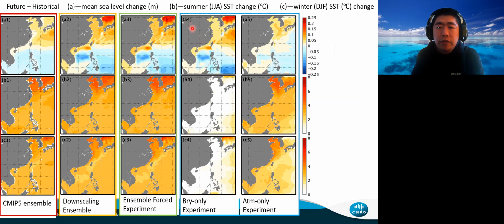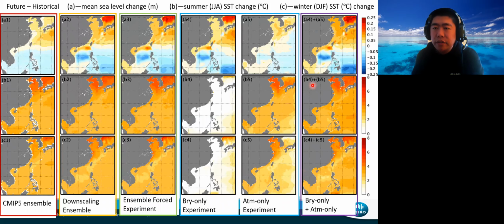And here is the result of these 2 perturbation experiments. So the figure A4 is close to the figure A3, which means the boundary condition change can explain most of the changes in the mean sea level, while the boundary condition change contributes less to the sea surface temperature and only limited near the boundary. Compared with the boundary condition change, the surface forcing change contributes less to the mean sea level change, but can explain most of the changes in the SST.